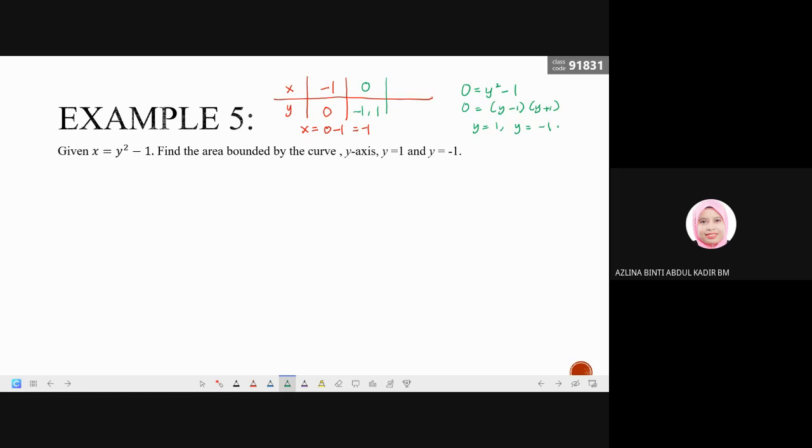Jadi kita sketch. x, y. Negative 1, 0. Ini 1 point. Negative 1, 0. And then 0, negative 1 and 0, 1. 0, 1. Ini 1. 0, negative 1. 3 point. So, macam mana awak nak sketch tu? Dia akan jadi gini. Sama tak sketching saya dengan awak?